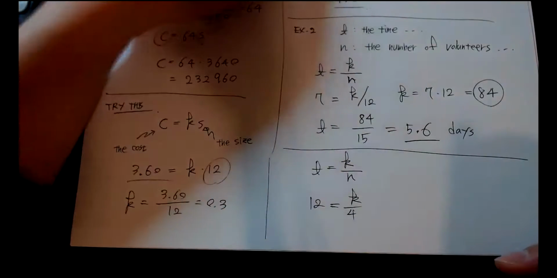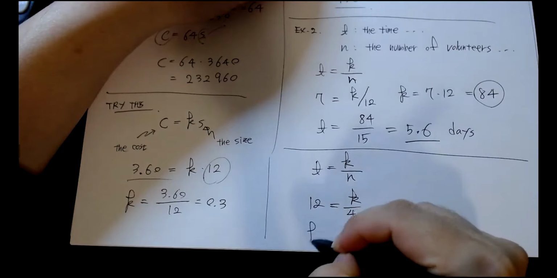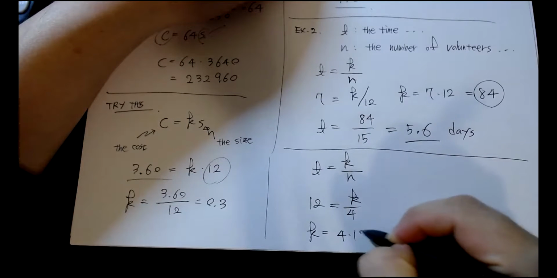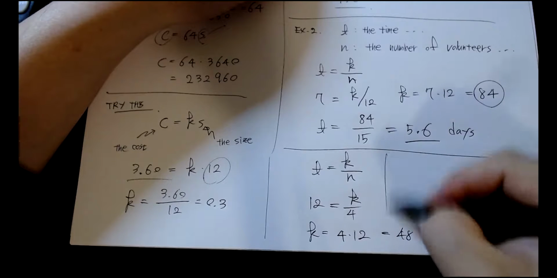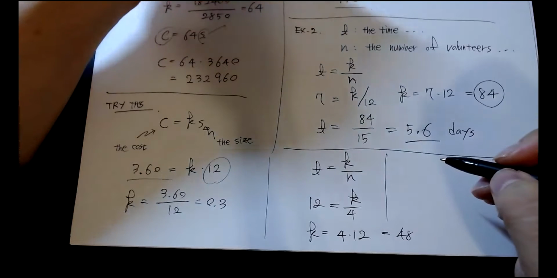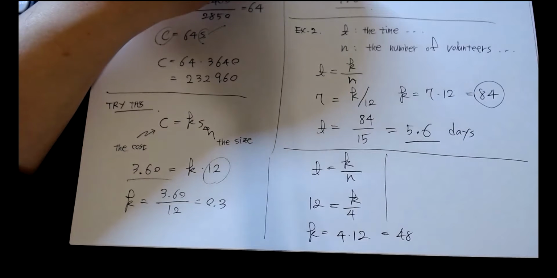So k is going to be what? k is going to be 4 times 12, right? So 48. And now we are going to look at the question: how long would it take for 6 rakers? Let's see.